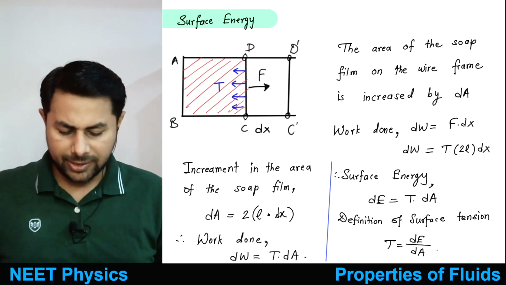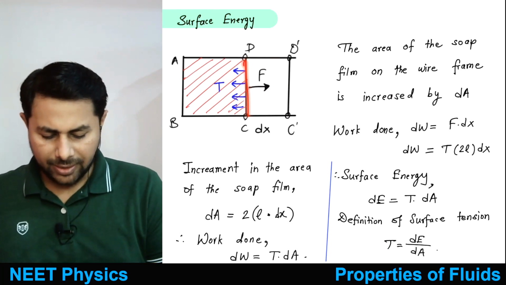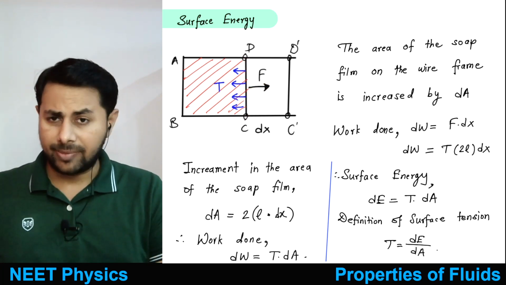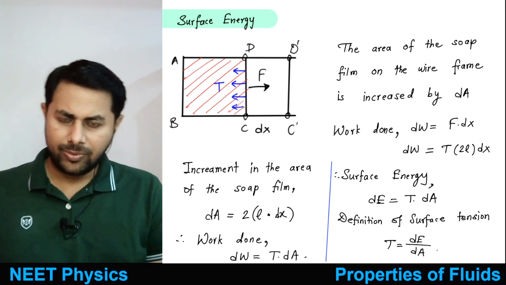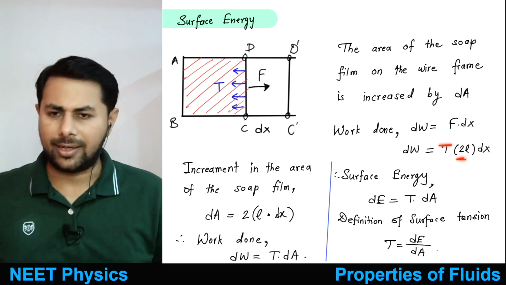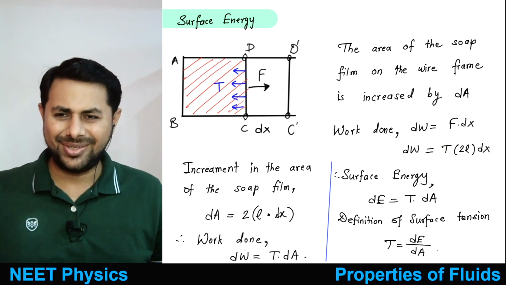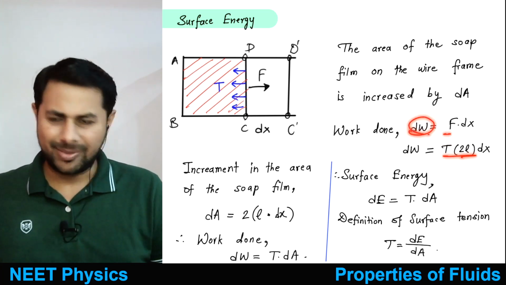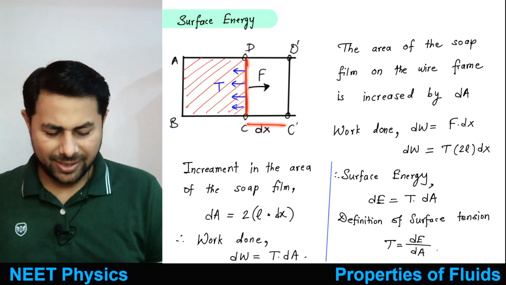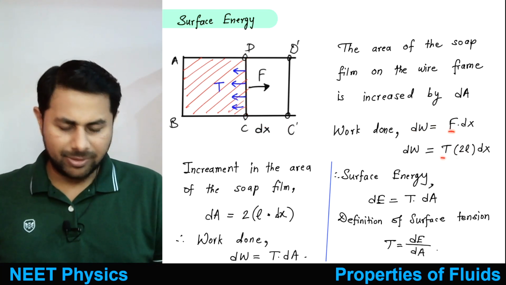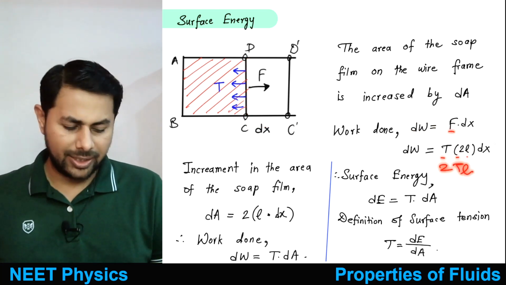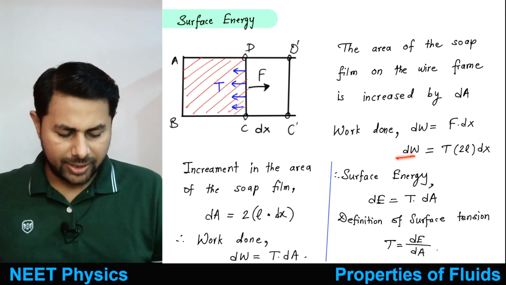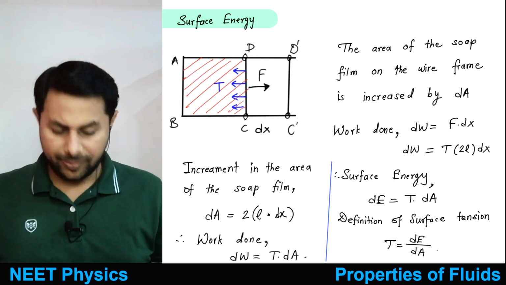But then as we discussed, there would be two surfaces. So the force that you need to apply on one surface is T times L. On the surface at the back, it is also T times L. So the net force that you apply is T times 2L, or 2 times T times L, right? And therefore the work done would be force multiplied by displacement, that is F times dx, and force is T times 2L, and displacement is dx. So the work done is equal to this much.